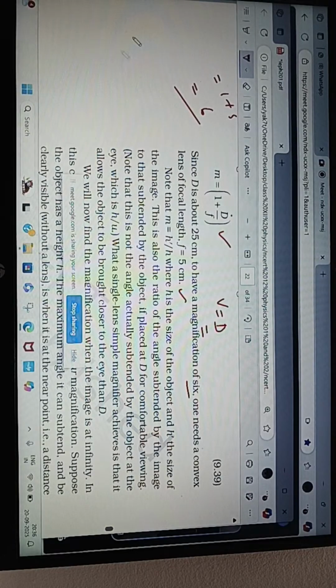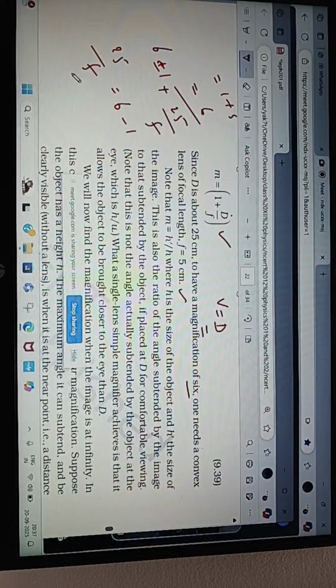Okay. 6 you take plus 1 is equal to 1 plus 25 by f. So 25 by f is equal to what? 6 minus 1. Then what will you get? F is equal to what? 25 by 5. How much is the focal length? 5 centimeter.